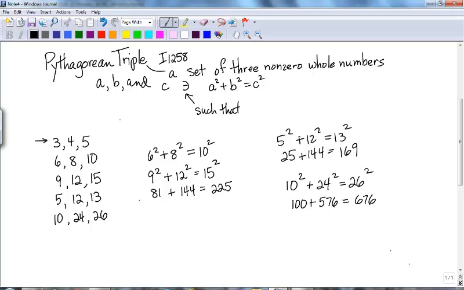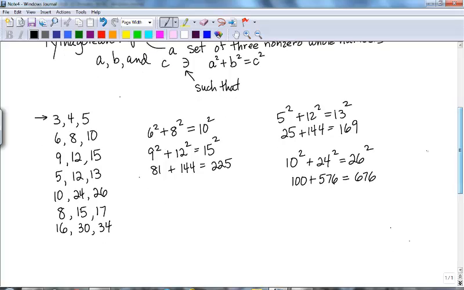Another possible one is 8, 15, 17. And you could take that times 2 and get 16, 30, and 34. Last one, let's look at 7, 24, and 25. But the most famous of all these is this one, a 3, 4, 5 right triangle. That's one that you just ought to know.